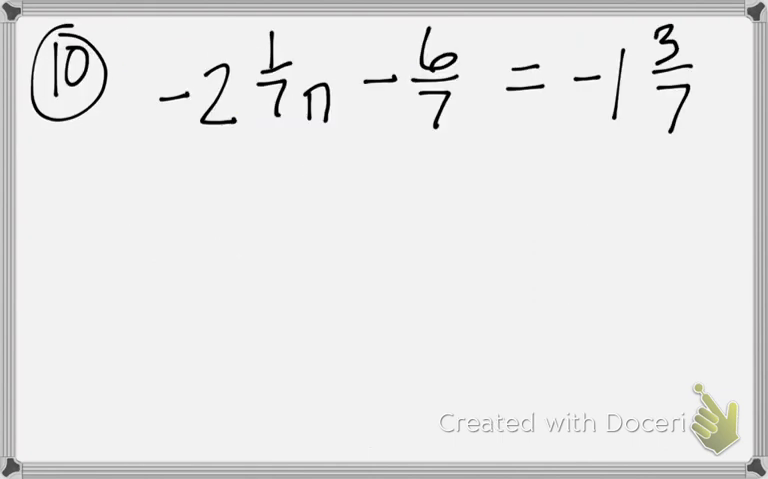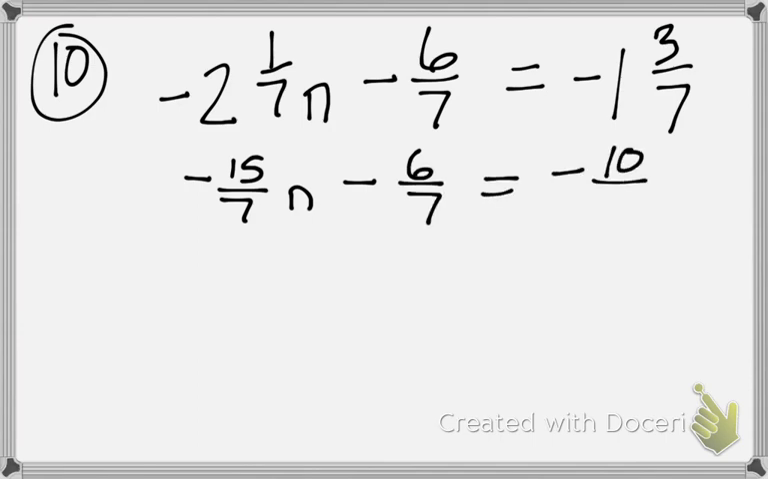Okay, for number 10, the first thing I'm going to do is turn these mixed numbers, because there's more than one, into improper fractions. So that is going to be a negative 15 over 7n. And then this one is going to become a negative 10 over 7. I would get rid of all those 7s if I were you. So I'm going to just multiply all these fractions by 7.